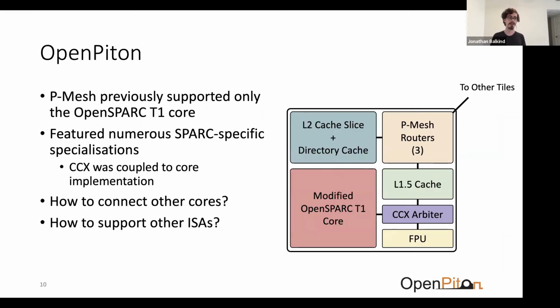So OpenPiton itself, the PMesh system, started out just with the OpenSPARCv9 core. And as you may know, SPARC isn't in active development anymore, and we were interested in branching out and looking at this heterogeneous ISA problem. But the system we designed had a number of SPARC-specific specializations. It had certain core-specific, microarchitecture-specific specializations. And so the big question was, how do we connect other cores and how do we support other ISAs in a way that's flexible and allows anybody to bring any cores?